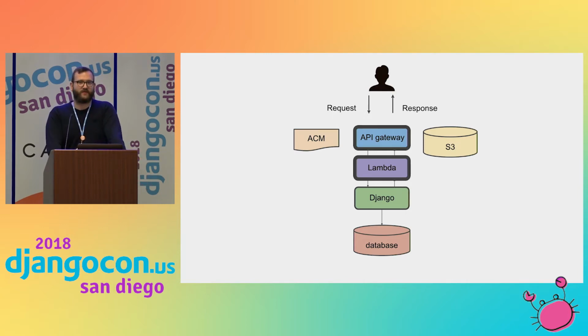So how many of you have heard of Lambda? Okay, that's like most of you. So that's great. Lambda is Amazon's functions as a service, essentially. And what they do is let you respond to a request by executing some function. And it would be great if we could use Django as the underlying function for this, and effectively get rid of our server.